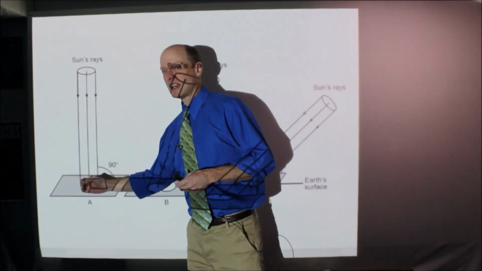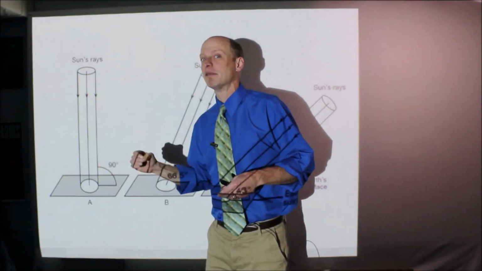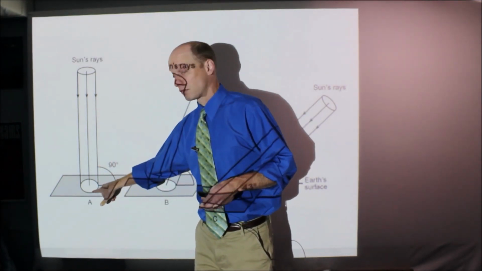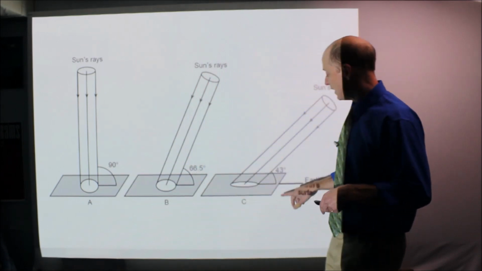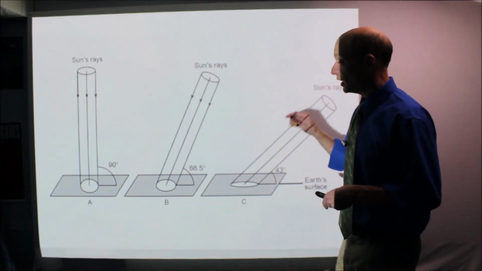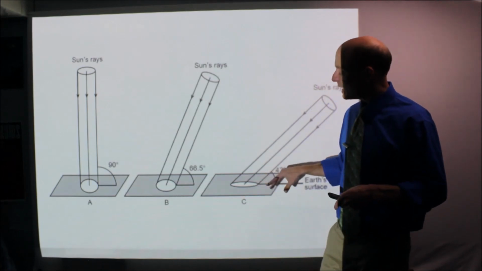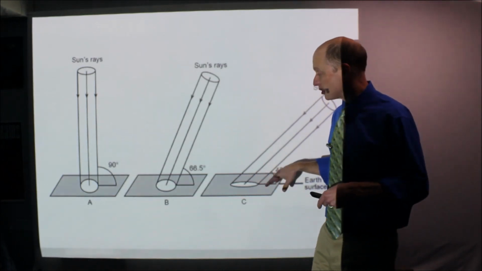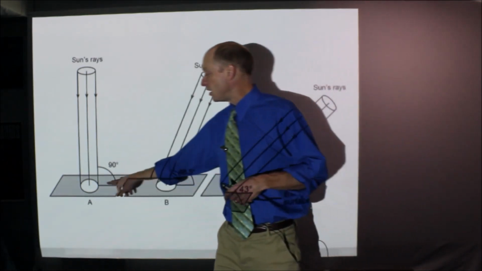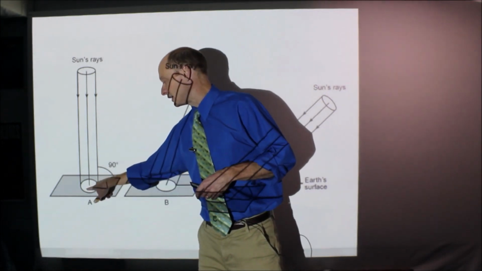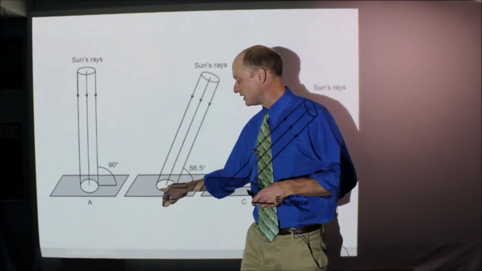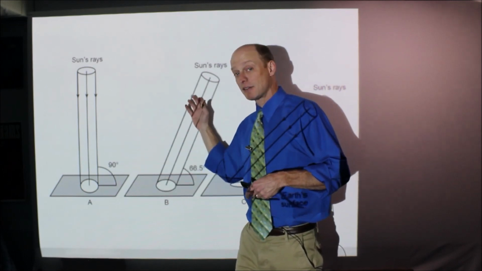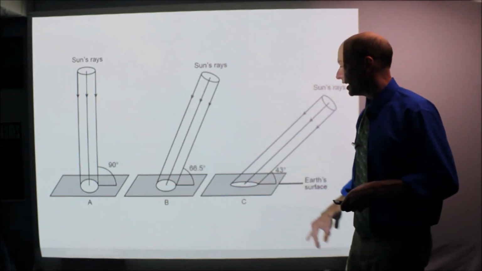So let's say they take sunlight and make it into a flashlight beam here. So here's directly overhead, a 90-degree angle. Here it's 66.5, and here that angle is 43. The key thing here, it may not be that obvious on this picture, but it is true. Here, that light is more concentrated. It's all in one area. The lower the angle, the more spread out this area gets. Same amount of heat, larger area.